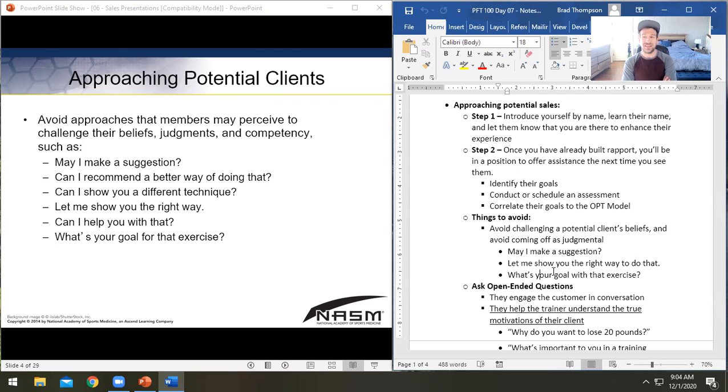So walking over and saying, can I make a suggestion? It's just not a very confident way to do things, and it already kind of puts them on edge. Saying the same thing like, let me show you the right way to do that, that's a little bit overconfident. Going up to someone and saying, hey, you're doing that wrong, let me show you the right way to do something, is also not a great approach, just because that's going to make someone feel very judged. And that's going to lead to some negative feelings on the matter.